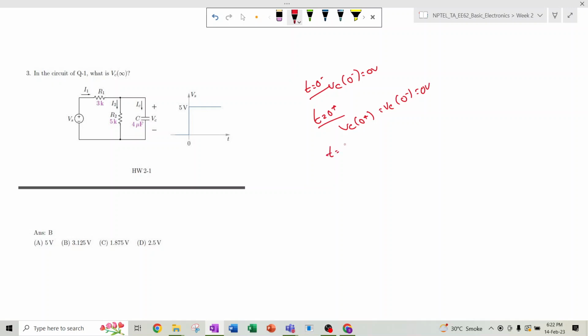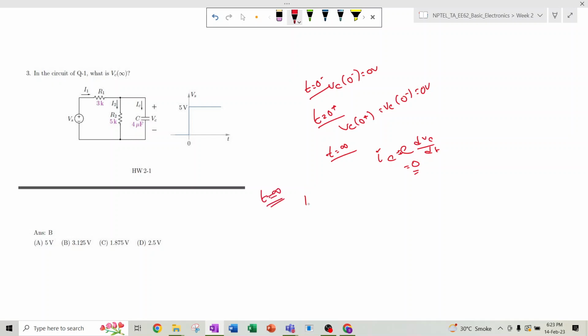So what happens at time t equal to infinity? The voltage across the capacitor becomes constant. The current through the capacitor is C dVc/dt. As the voltage is constant, the current becomes 0. That means the capacitor will act as an open circuit. So the equivalent circuit becomes this at time t equal to infinity.